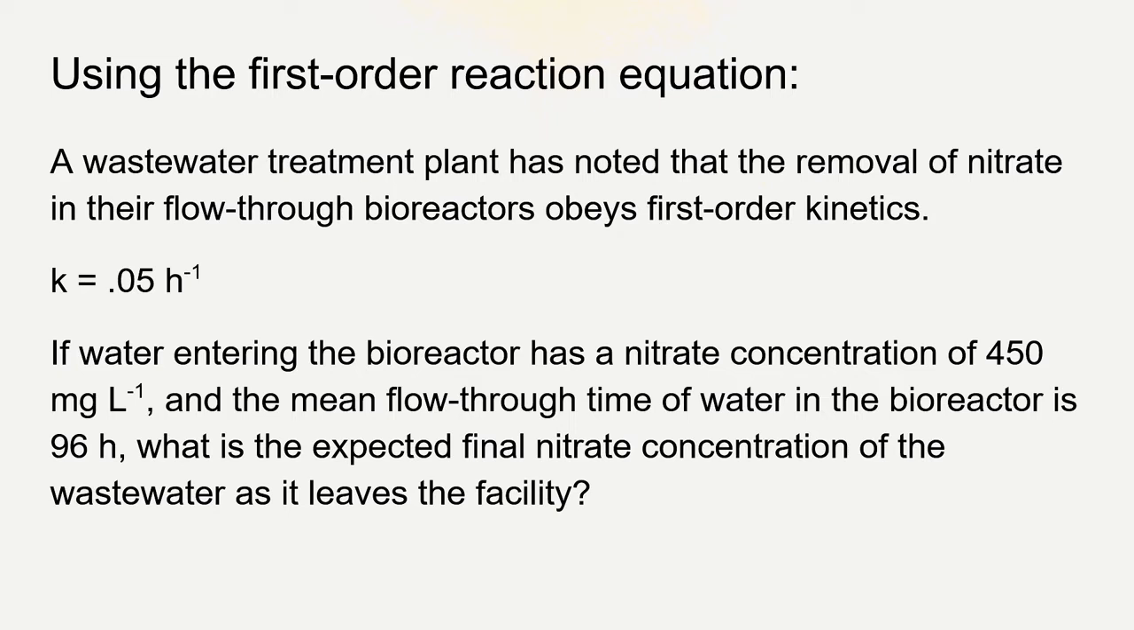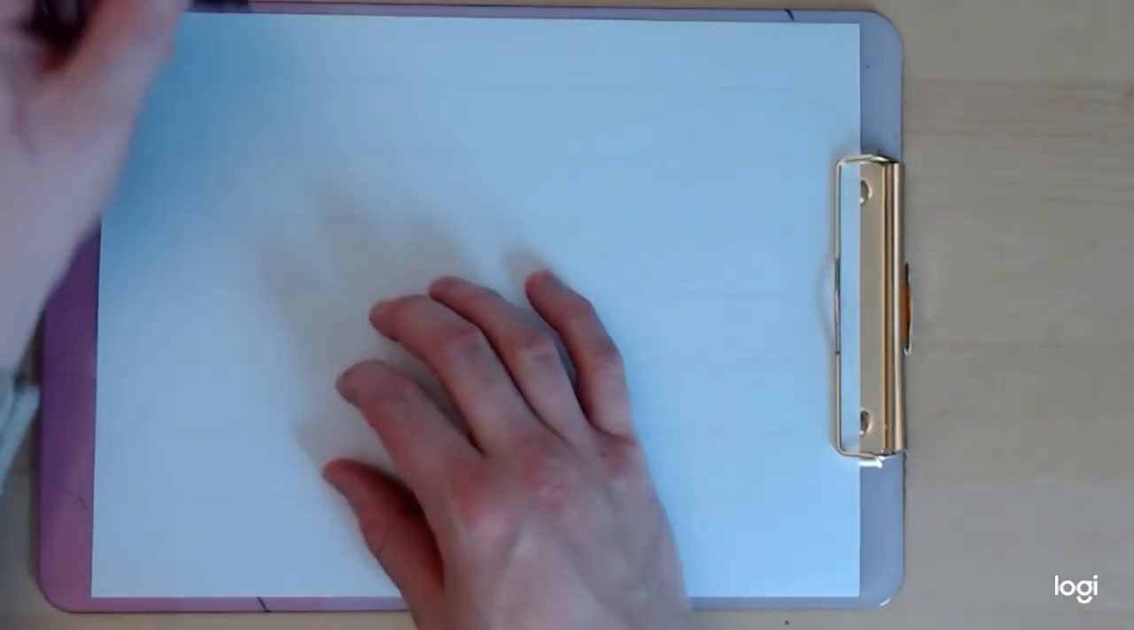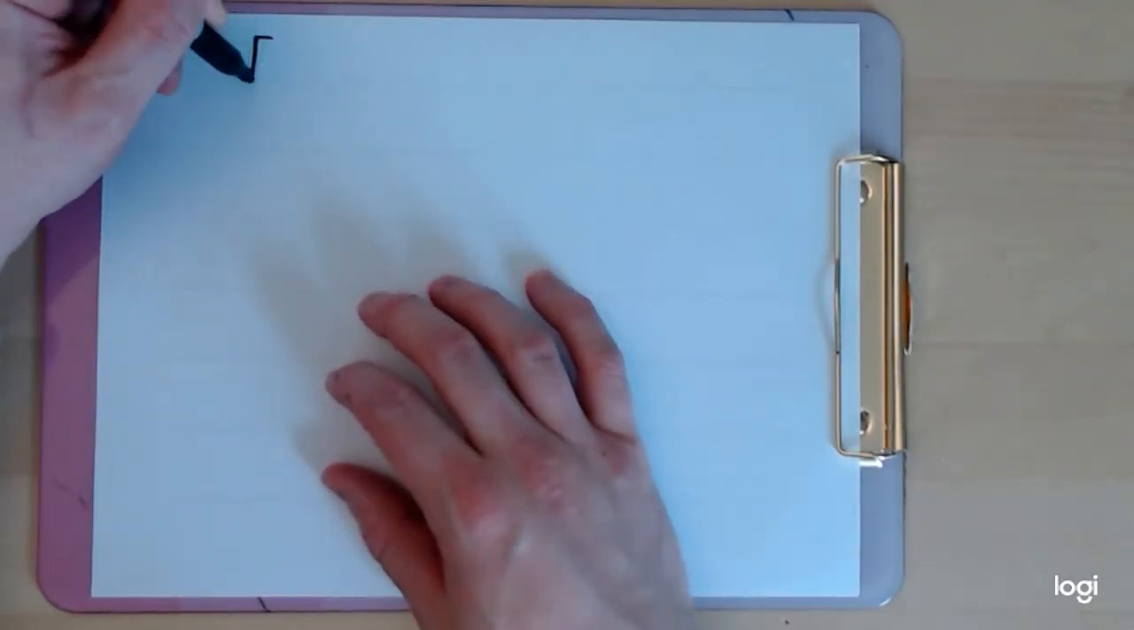So if water entering the bioreactor has a nitrate concentration of 450 milligrams per liter, and the mean flow-through time of the water in the bioreactor is 96 hours, so it takes 96 hours for a parcel of water to move through the channel and come out the other end of the bioreactor, what is the expected final nitrate concentration in the wastewater as it leaves the facility? Okay, this is just straightforward application of the equation that we just derived.